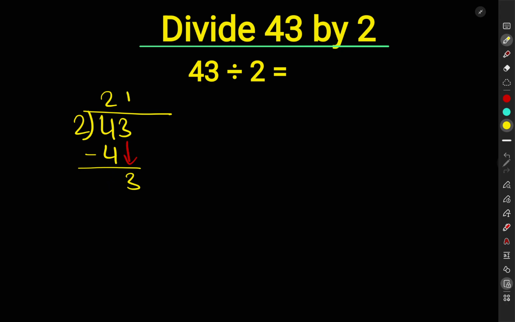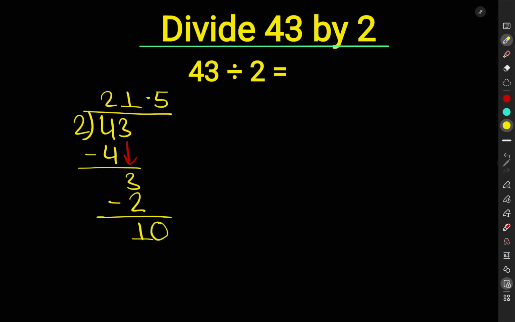So 2 times 1 means 2. On subtracting we get 1. So again this 1 is less than 2 and there is no other number beside it. So we put a decimal here so that we can put a 0 here.